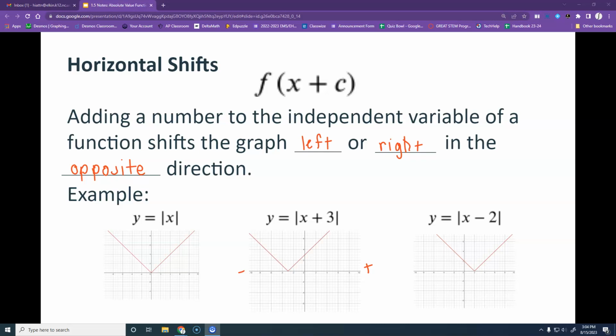So that's something we must remember whenever we're dealing with horizontal shifts. We're going to move in the opposite direction of what we see. Positives move in the negative direction, and negatives move in the positive or right direction.